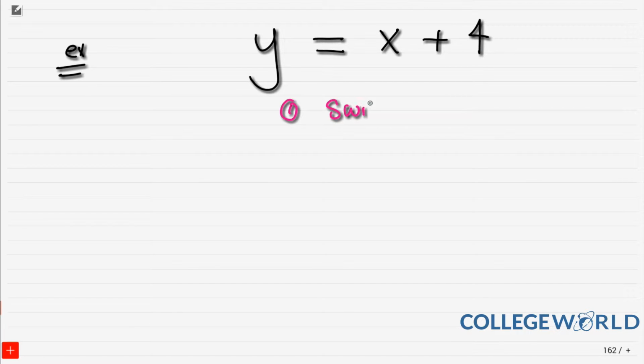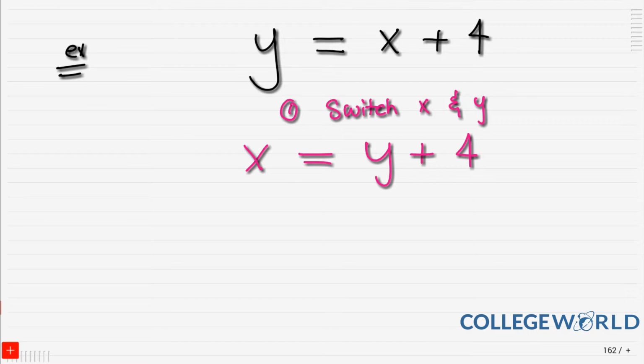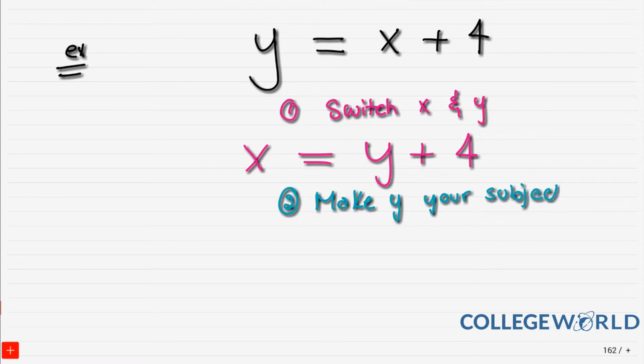In other words, you're not really switching, you're just rewriting it but with your x instead of your y. You're doing nothing but just changing it. And then the second step is make y your subject. So you're going to have y equal to x minus 4. And this is actually it. You solved it. This is your inverse function. Your y equal to x plus 4 became y equal to x minus 4. This is your f of x, and this is your inverse function, f inverse of x.